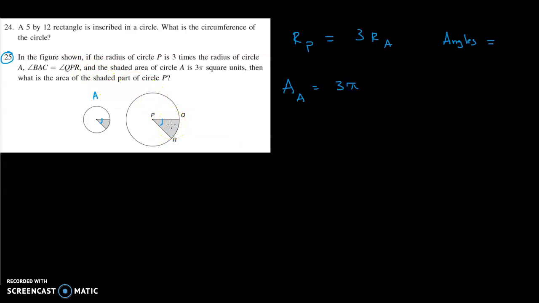Now, here's what I would suggest. In this case, the best solution would be to pick some numbers. But think about what they did not tell us. They did not tell us what the radius is for either circle, and they did not tell us what the angles were for either circle.